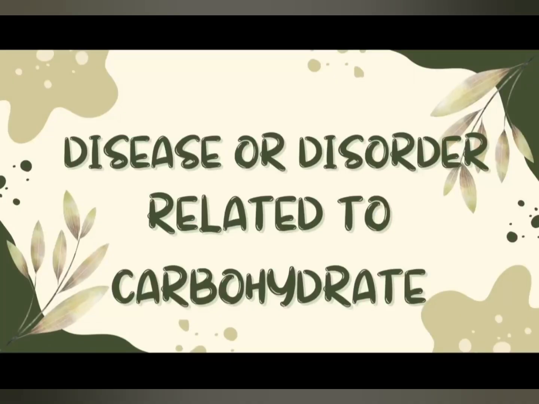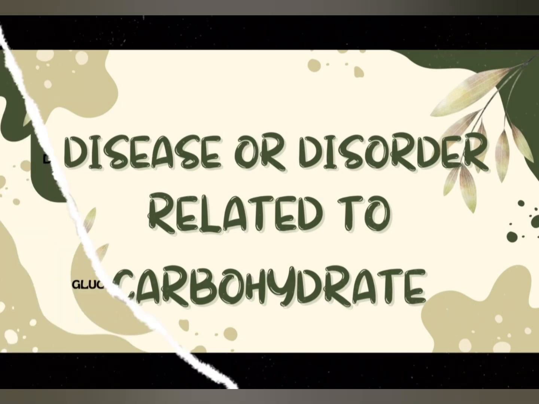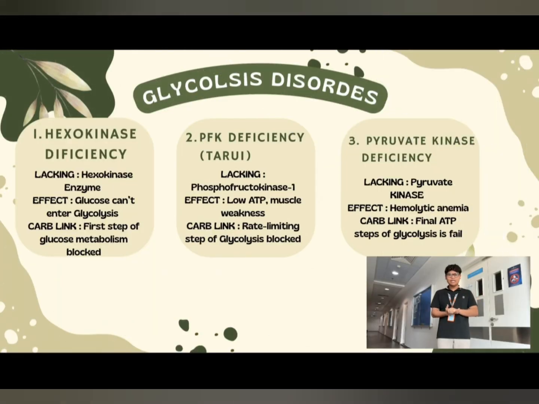Now we move on to the next one, where I will discuss the key disorders of carbohydrate metabolism. Starting inside the cell with glycolysis, we have hexokinase deficiency that blocks glucose entry, phosphofructokinase 1 deficiency, also called Tarui disease, that slows glycolysis at the rate-limiting step, and pyruvate kinase deficiency that stops the last step, which reduces ATP, especially in red blood cells.